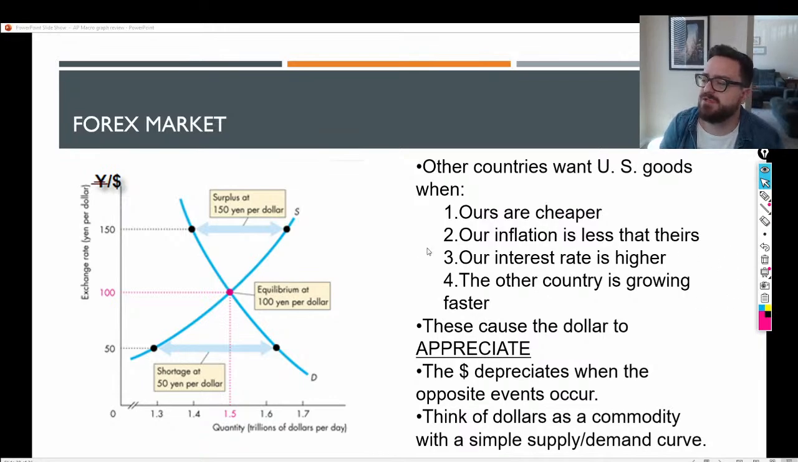So other reasons, I mentioned inflation. If our inflation is less than theirs, that's kind of the exact same as one. Interest rate being higher is the big one. People tend to mess up here. If our interest rate is really high, people will want to invest in us internationally. If America had higher interest rates than Japan, the demand for the dollar would grow because people in Japan would want to invest in the United States. This is different than investment spending. Foreign investment and investment spending are different concepts.